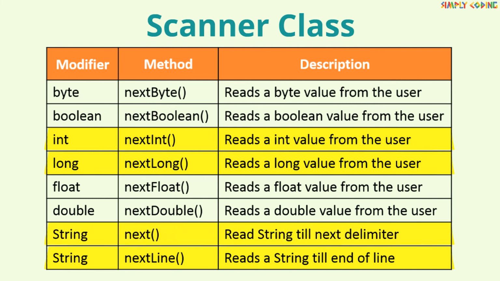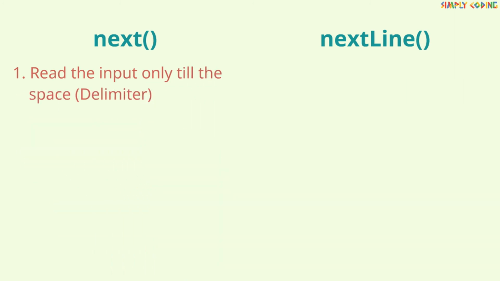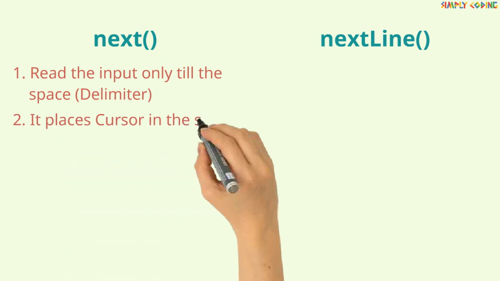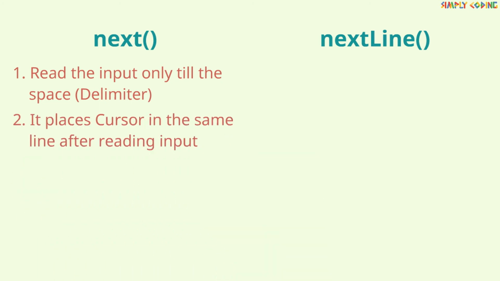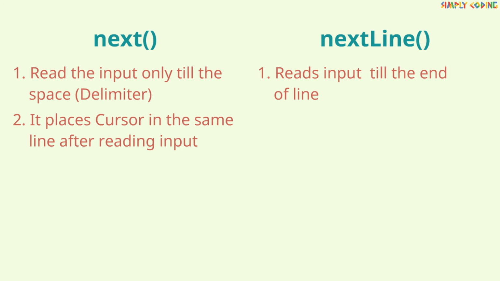Scanner also has a method next, which returns a string. So what is the difference between next and nextLine? Next can read the input only till the space. It can't read two words separated by space. Also, next places the cursor in the same line after reading the input. NextLine reads input including space between the words. That is, it reads till the end of the line and then takes the cursor to the next line.